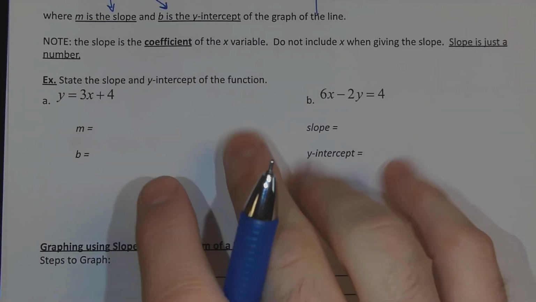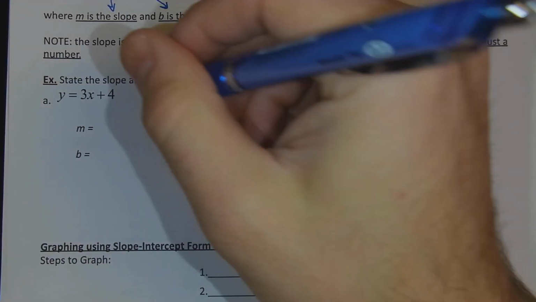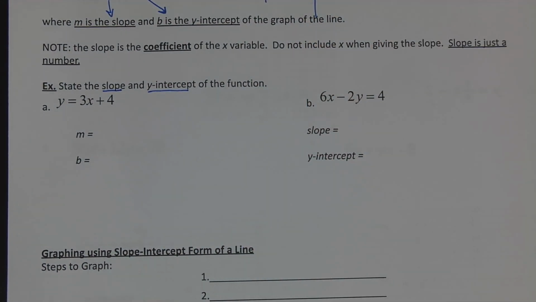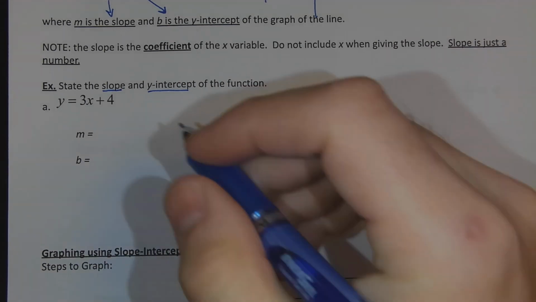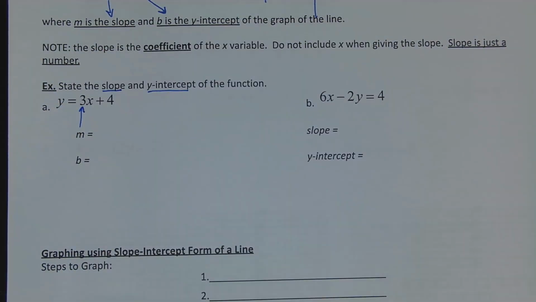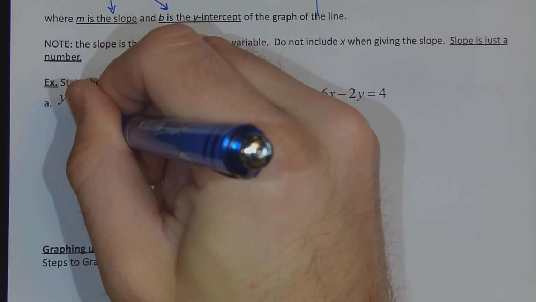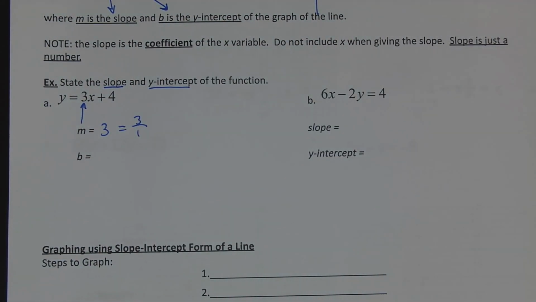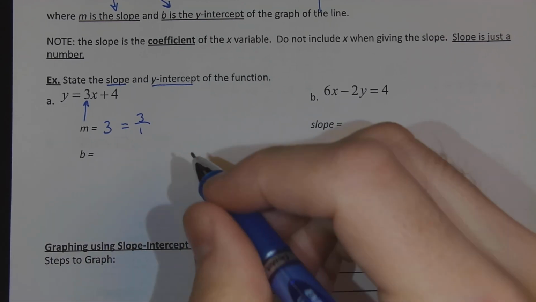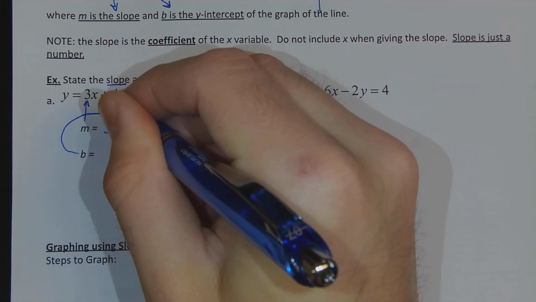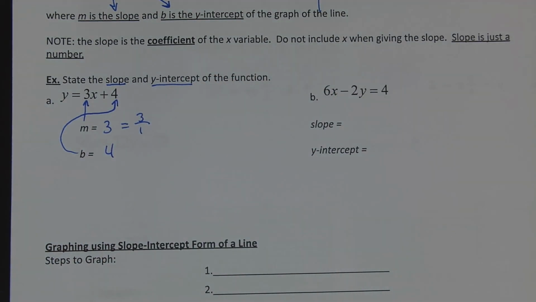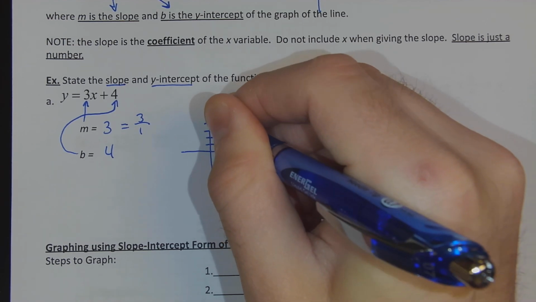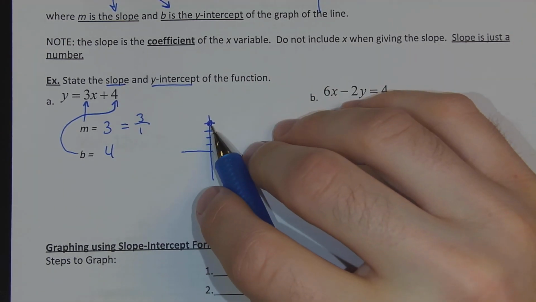So first example, y equals 3x plus 4. You're going to state the slope and the y-intercept of the function. So look for your m and b. Remember that the m is located in front of the x. I'm going to point an arrow right to it. So my m in this case is 3. When we graph it, we're going to write it as 3 over 1 to help us out with counting spaces. My b, my second important letter, that is 4. My y-intercept here is 4. So on the y-axis, if I count up to 4, it'll cross at that point. Okay?